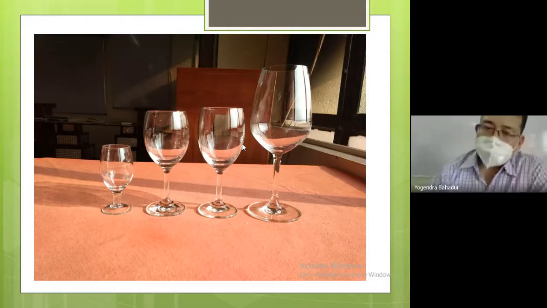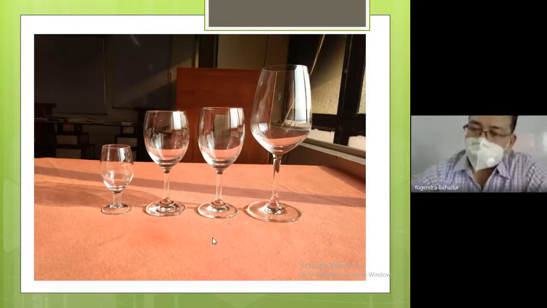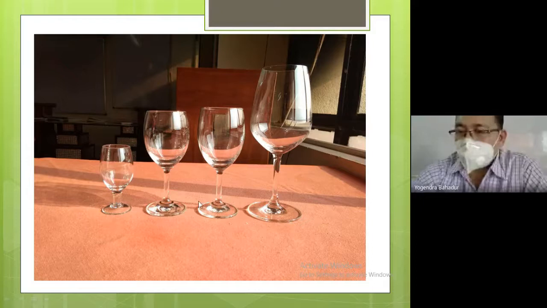So here, all the glasses look the same, and all the glasses are basically used for the same purpose of serving the alcoholic drink known as wine. So here I am starting from the left hand side.